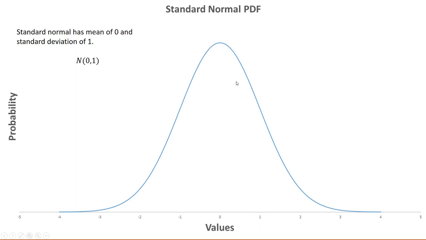A normal distribution is characterized by two parameters, its mean and its standard deviation. What we're looking at here is called a standard normal distribution. A standard normal has a mean of 0 and a standard deviation of 1. So you can see the mean for this distribution is 0, and we can see the standard deviation is 1.